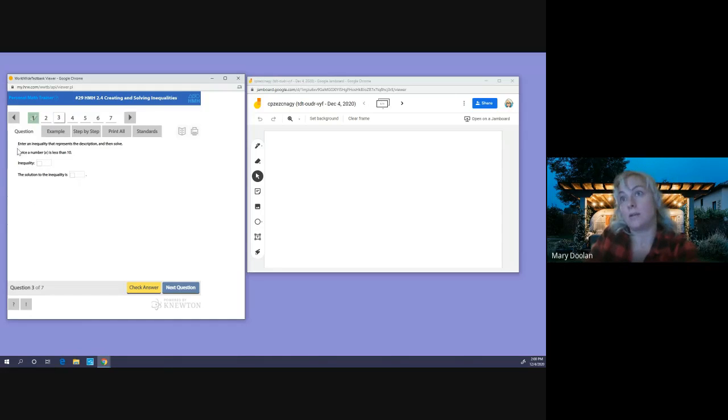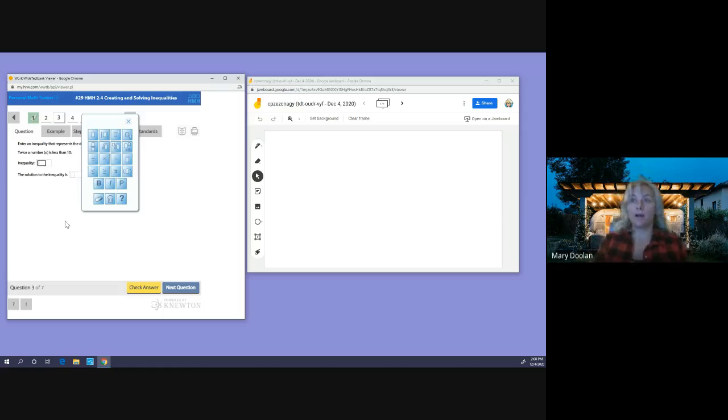Question 3, enter an inequality that represents the description and then solve. So our description is twice a number x is less than 10. And so when I click in this box for inequality, now I'm going to be able to type that inequality. So twice a number x, that's the first part of it. Twice means to multiply by 2. Okay, and so the unknown number is represented by x. So I'm going to put 2x. So I'm going to type that, 2x.